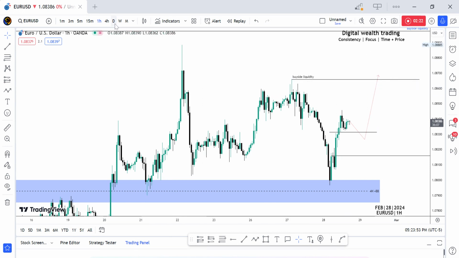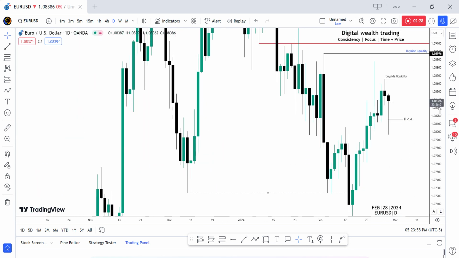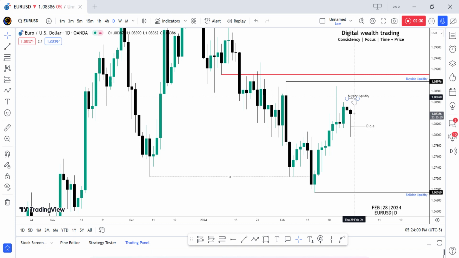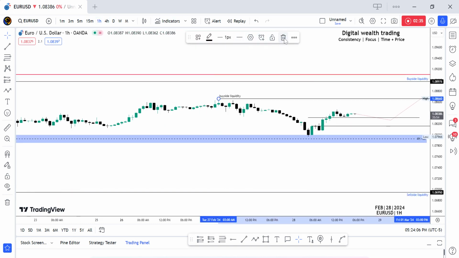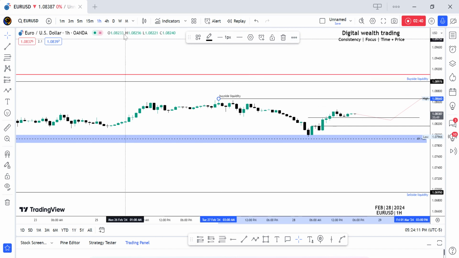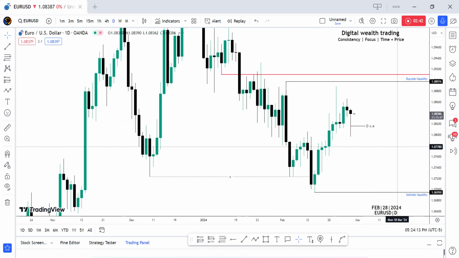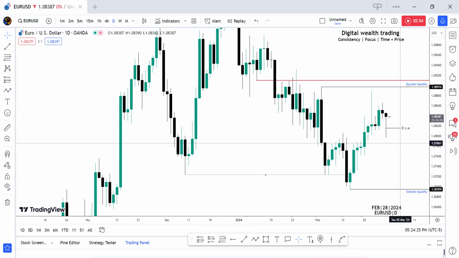Okay, so welcome back, guys. This is the daily. Sorry. Okay, so this is the daily contract for Euro US dollar, and today is Wednesday, the 28th of February 2024.